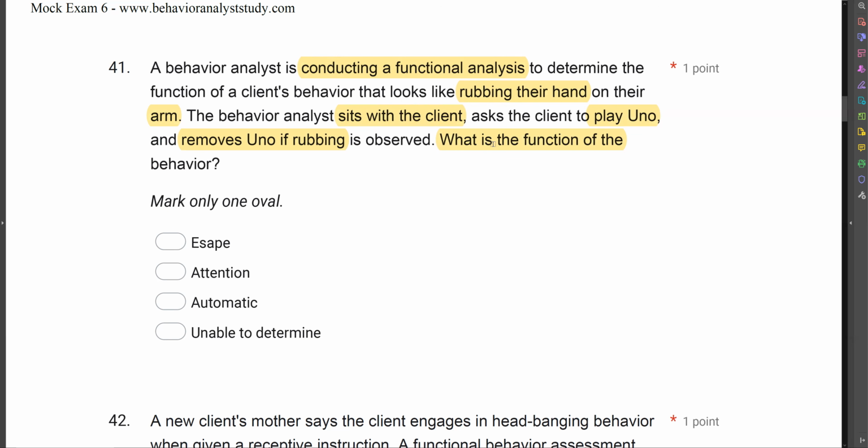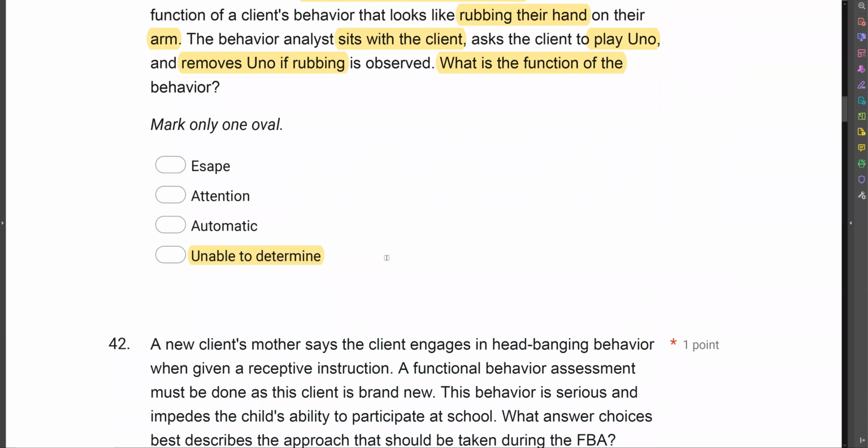In a functional analysis, ideally, you should engage in all the conditions, right? So they shouldn't stop at escape. They should do attention, automatic, so on and so forth. And since we only see one condition and we don't know the results, there's no way to know the function of the behavior. So it's not escape, we can't be sure. It's not attention, we can't be sure. It's not automatic, we can't be sure. Really, we are unable to determine the function.